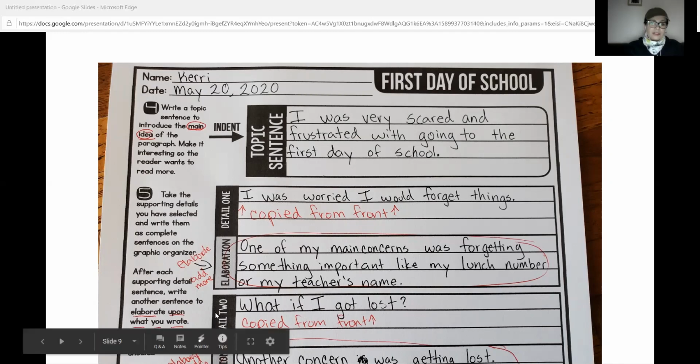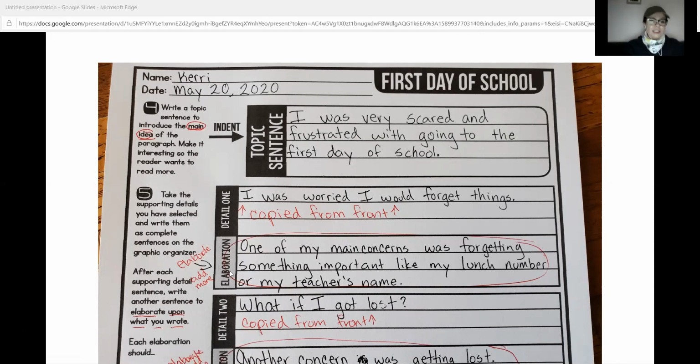I'm going to write detail 2 and detail 3. After I write all the details, you guys are going to elaborate on your details. Elaborate means to add more information. You're going to add more information to make it make sense to the reader, something the reader can really picture and understand.